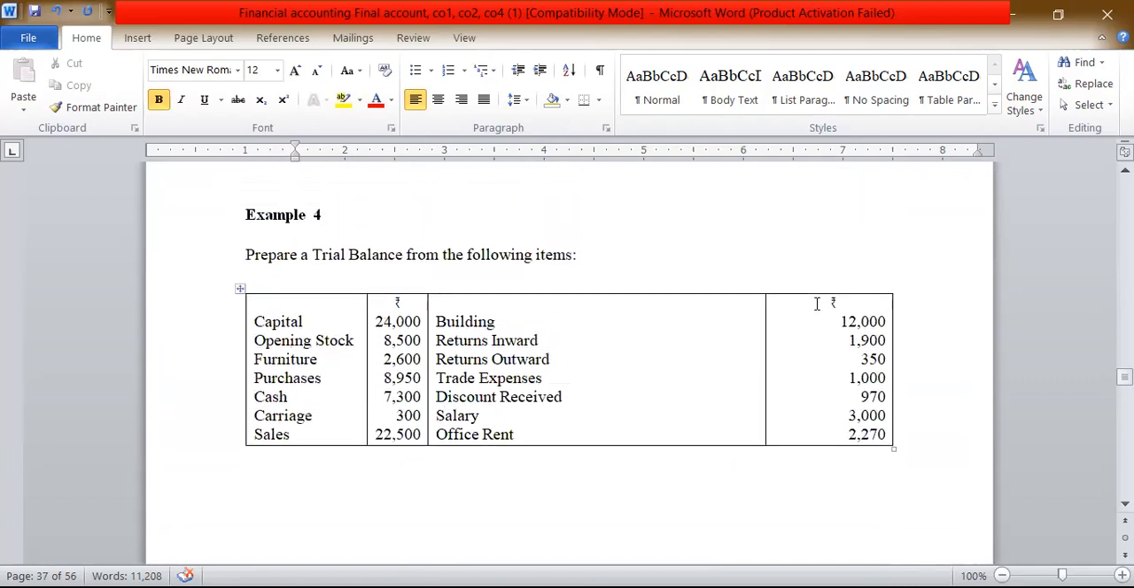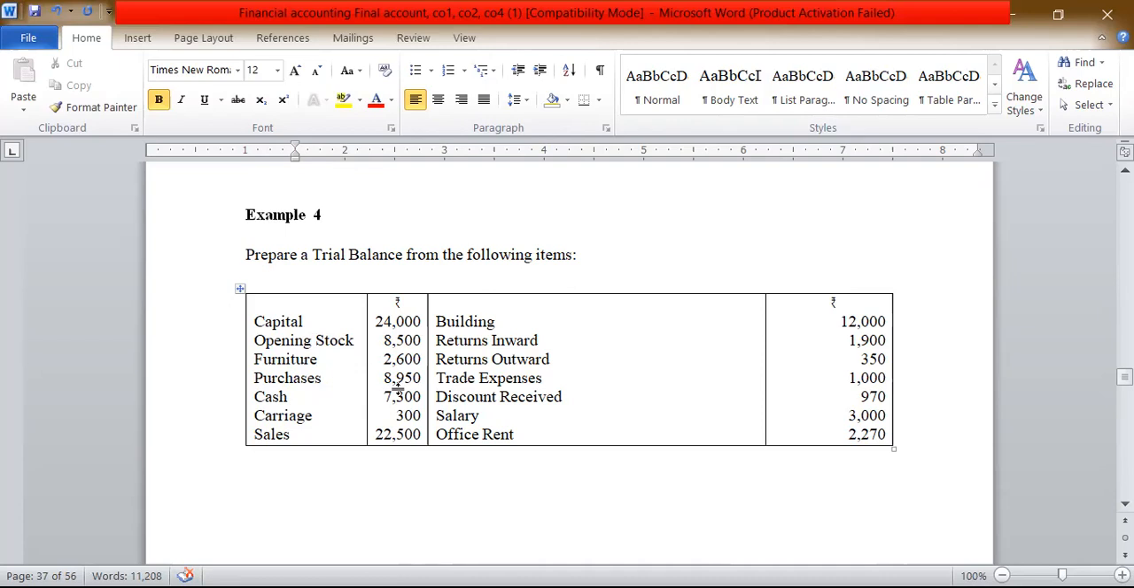So in the same way, for example, prepare a trial balance from the following items. Capital is an investment, so we have to show in the credit side. Opening stock is last year's closing stock. This year it is opening stock. We have to show in the debit side. Furniture is an asset, we have to show in the debit side. Purchases is an investment, we have to show in the debit side.